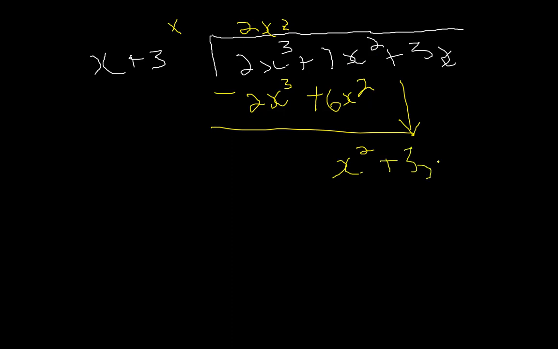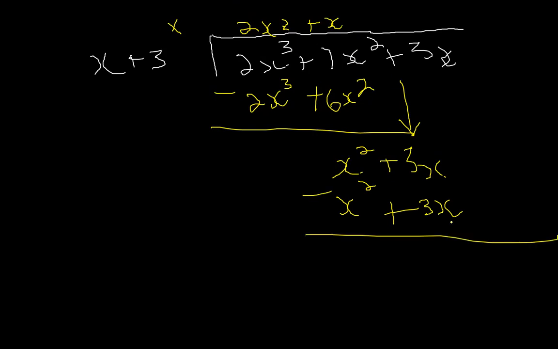Plus 3x. X into x squared, that's plus x. X multiplied by x, that's x squared. X multiplied by 3, that's plus 3x. Well, minus: x squared minus x squared is 0. 3x minus 3x is 0.